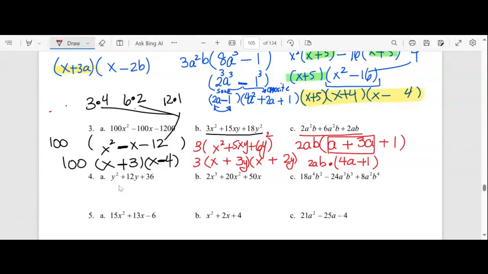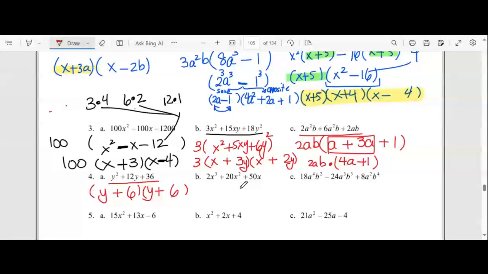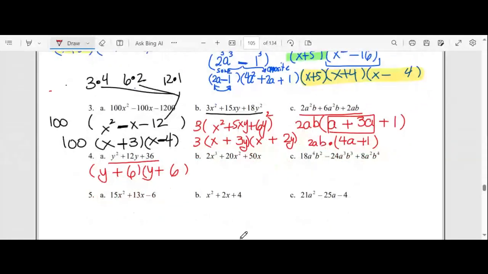Next one. Y squared plus 12y plus 36. How many terms are here? 3. So we can factor the trinomial, right? Y, 6, and you need 12, so it's going to be plus. Easy? Okay, next one.